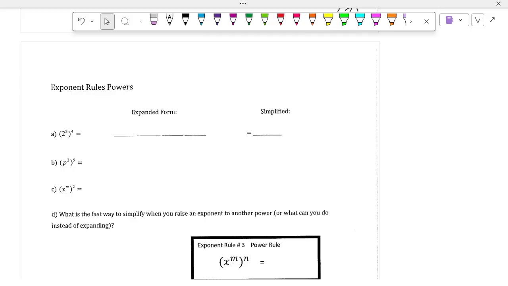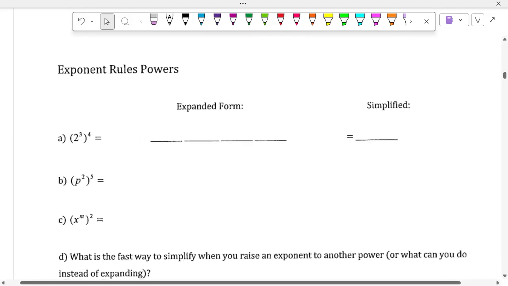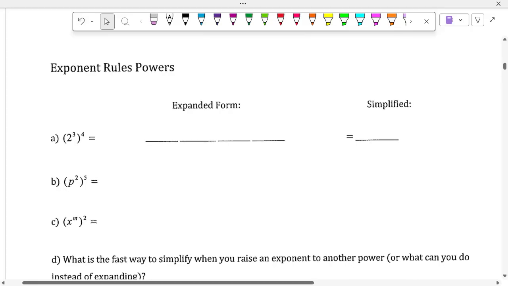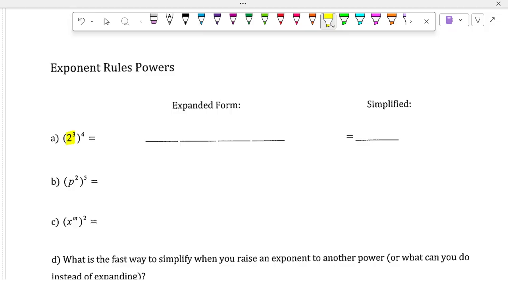Now, first off, the power rule just simply means that you're raising a power to another power. For example, if you had 2 cubed and then you raise it to the fourth power, this is the same thing as 2 cubed times 2 cubed times 2 cubed times 2 cubed. In other words, 2 cubed is 8, so this is 8 times 8 times 8 times 8, which is the same thing as 8 to the fourth.